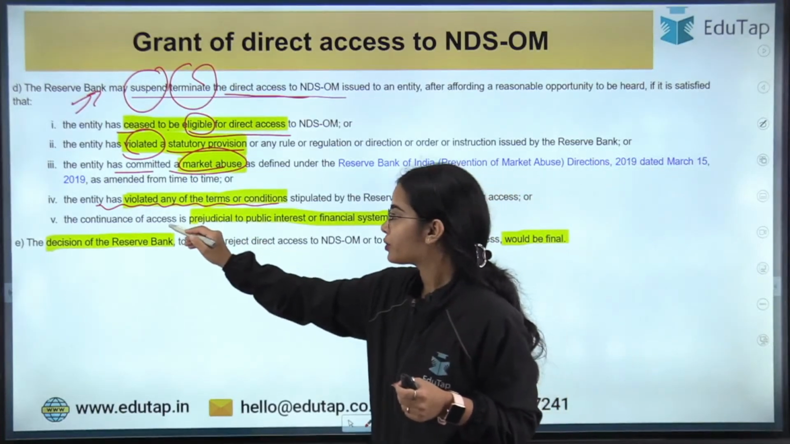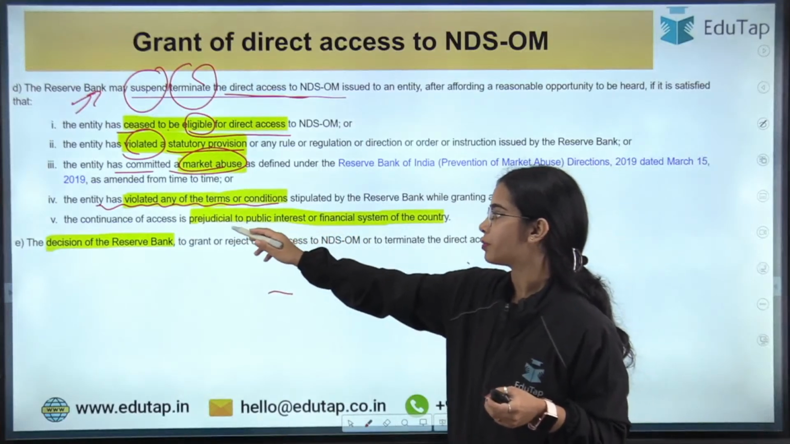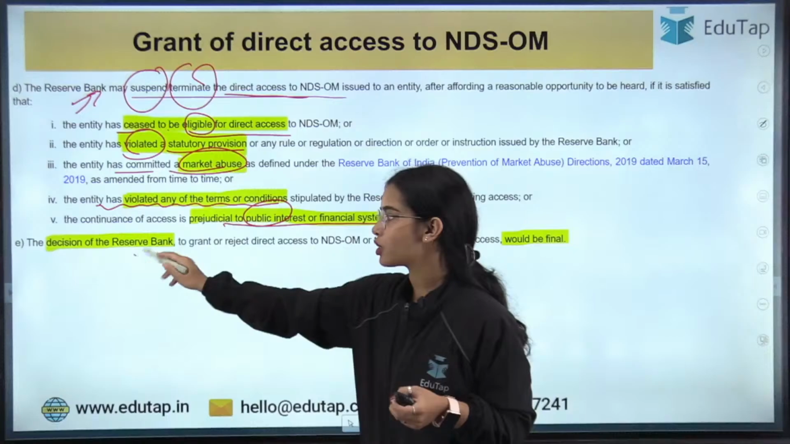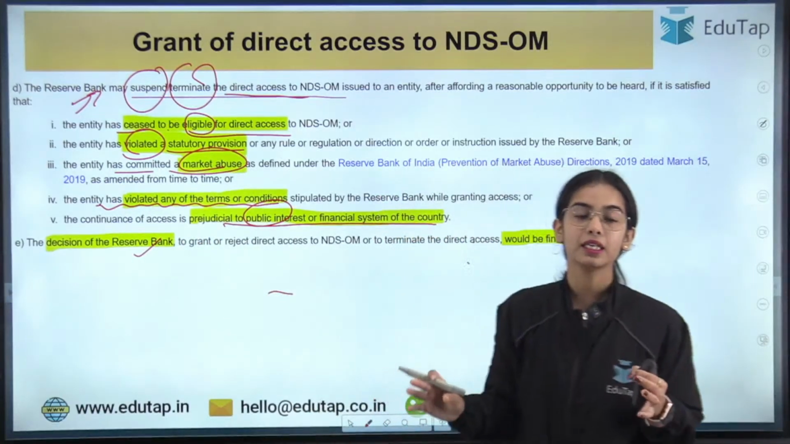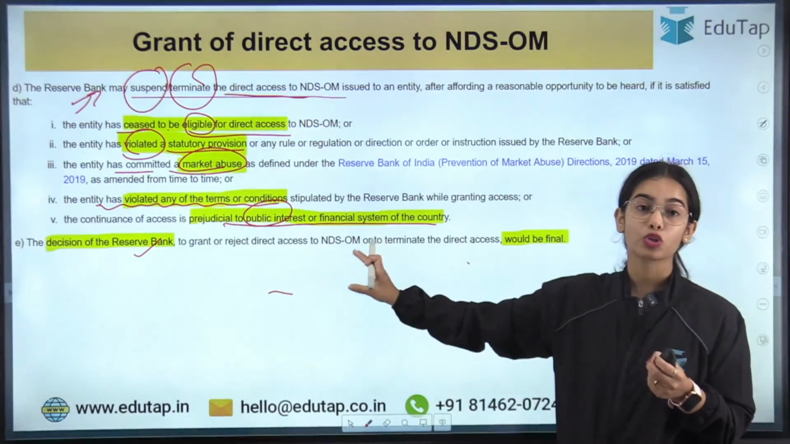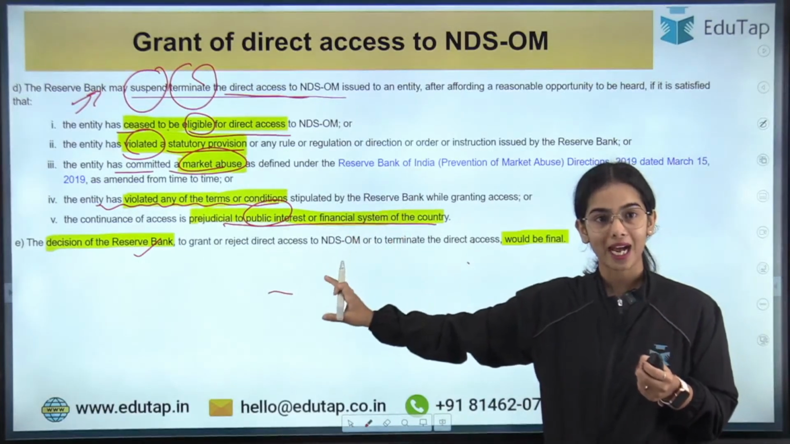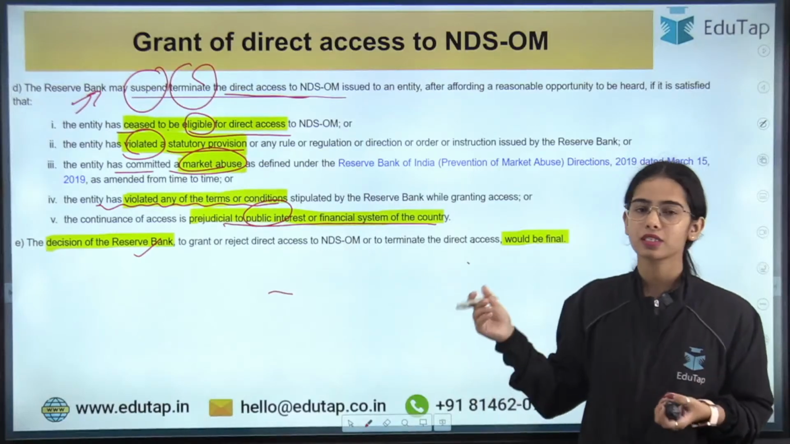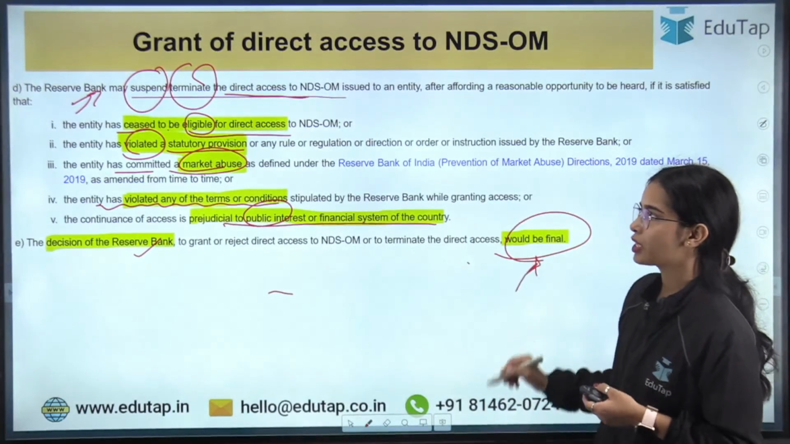Okay. Or the continuance of access is prejudicial to public interest or the financial system of the country. So the decision of the Reserve Bank of India is full and final. If the RBI wants to give the direct access, the RBI can. If the RBI does not want to give the direct access, the RBI's decision is full and final. Okay. So this is the idea.